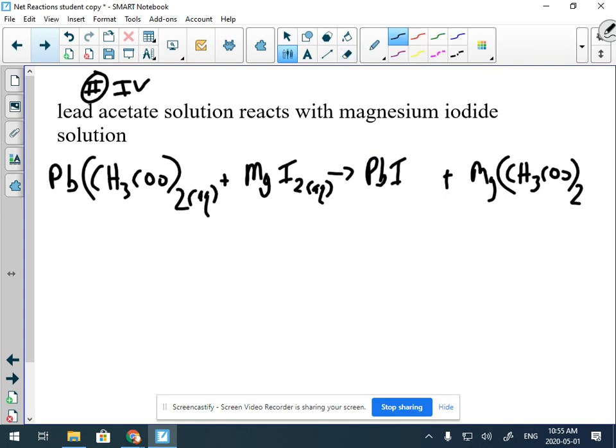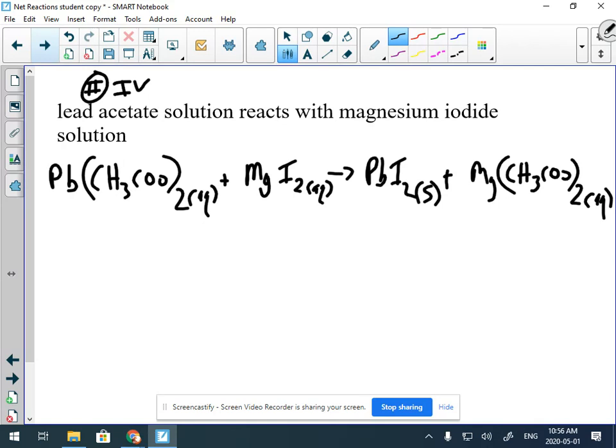Now, I actually don't have this one memorized. I know lead doesn't play nice with lots of stuff. Lucky for me, I've got my data booklet. And in my data booklet, iodide is not soluble with lead. Look, if I had guessed, I would have got that one wrong. Okay, and acetate's pretty soluble, and it is soluble with magnesium. Now, are we balanced? We actually are. So this one balanced itself quite nicely. 2 acetates, 2 acetates, 2 iodides, 2 iodides.